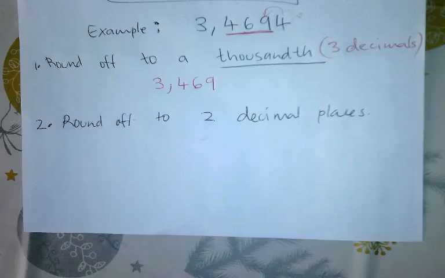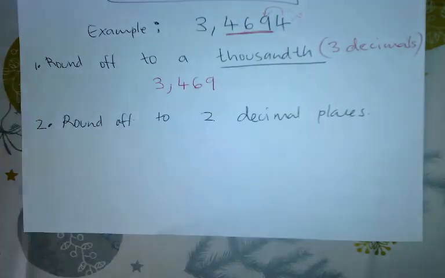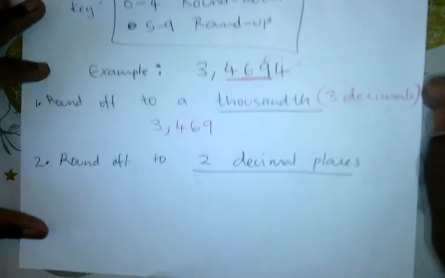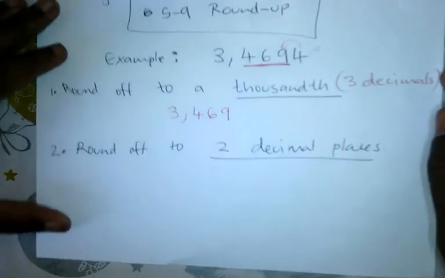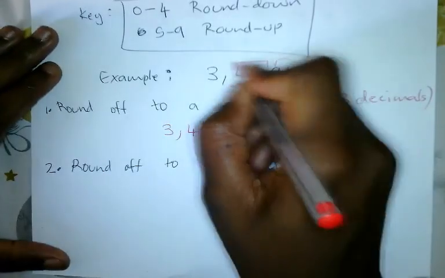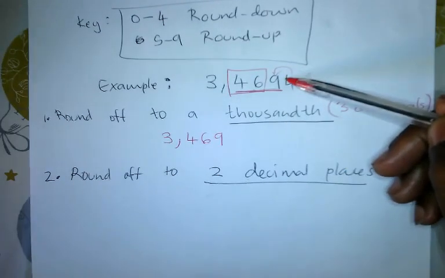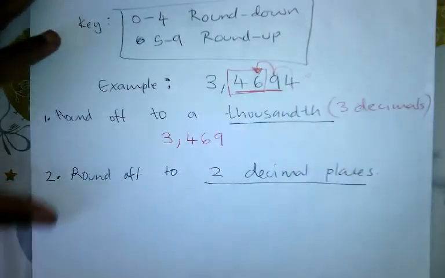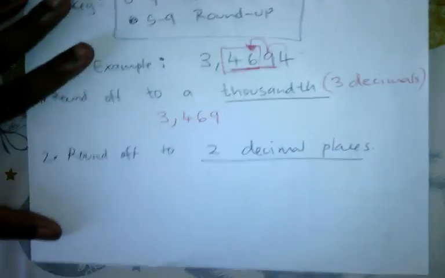Okay, how many decimals do they want? 2 decimals. Meaning after the comma, how many numbers should be there? 2 numbers. So I'm looking for 2 numbers. Then you look at the third one. More than 5 or less than 5? More. So is it going to add to this one? Yes. It goes up by 1. So what will be the answer? 3,47. Do you all agree?